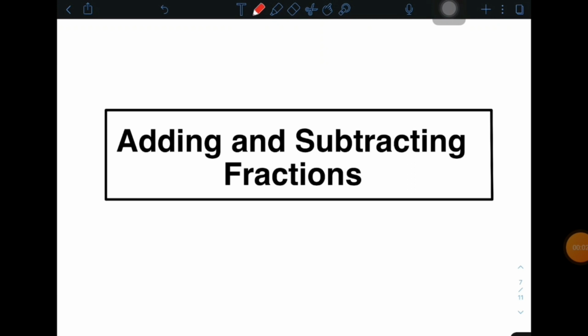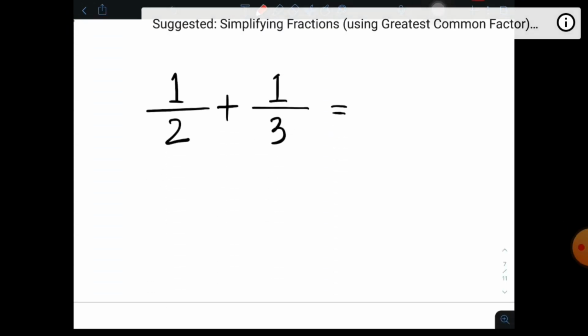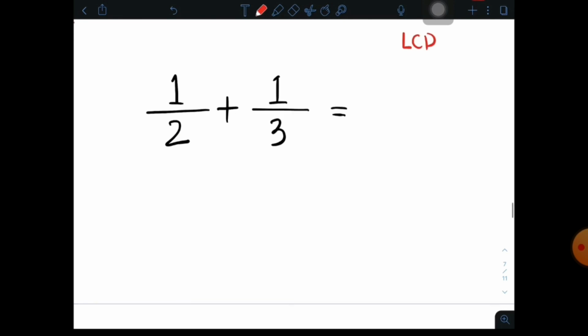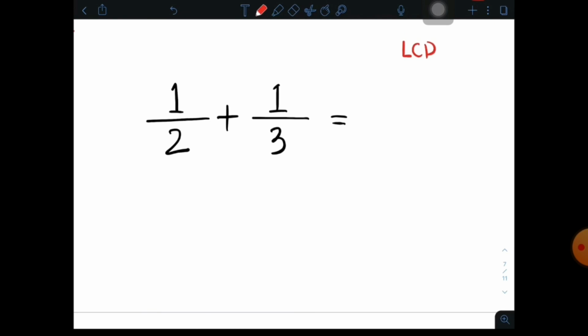Today, let's learn how to add and subtract fractions in an easiest way. For example, we have 1/2 plus 1/3. When we add fractions with dissimilar denominators, we have to find the LCD, right? That's what we discussed last meeting, how to find the LCD. But this time, I will be teaching you the easiest way, or the other way, of solving fractions with dissimilar denominators. For example, we have denominators 2 and 3.